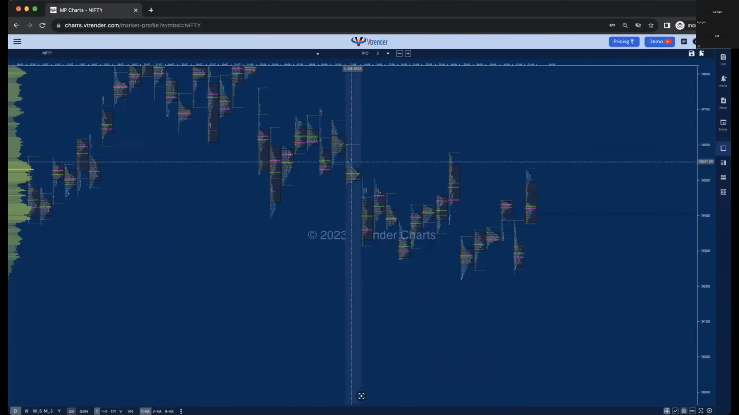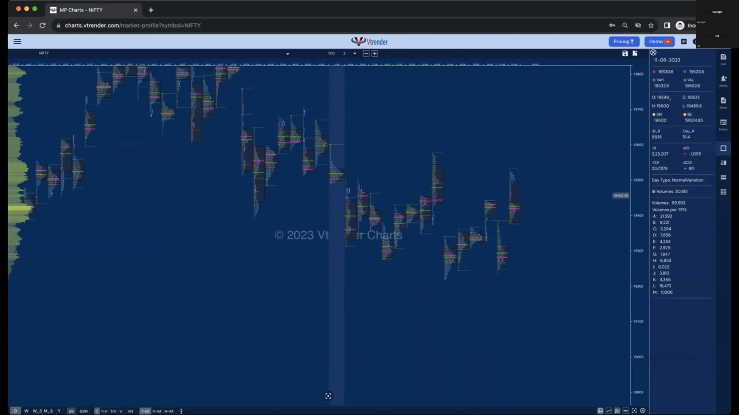And there is also a right panel feature where you can right click and see its information, profile specific information on the chart itself.